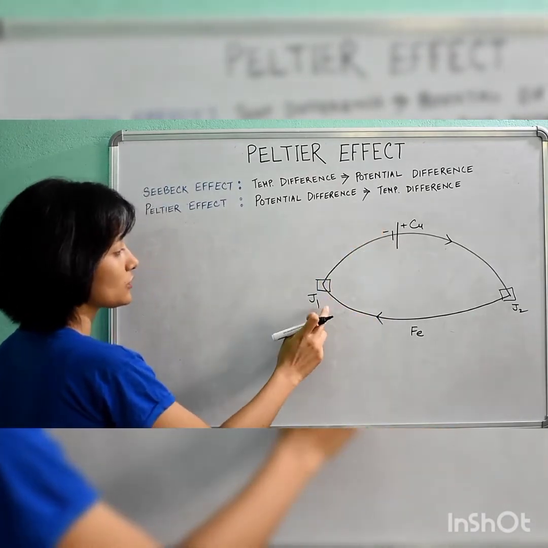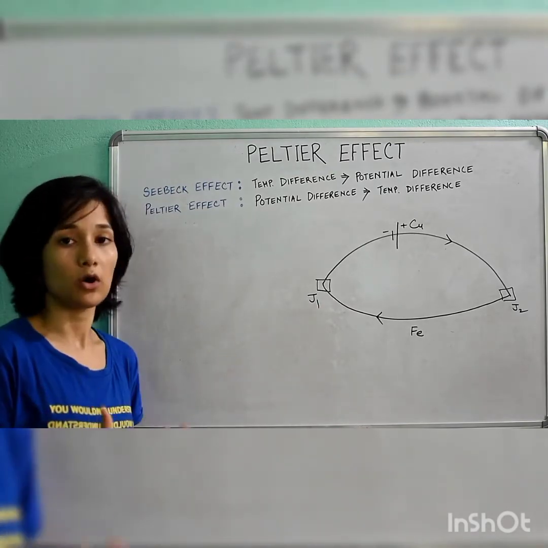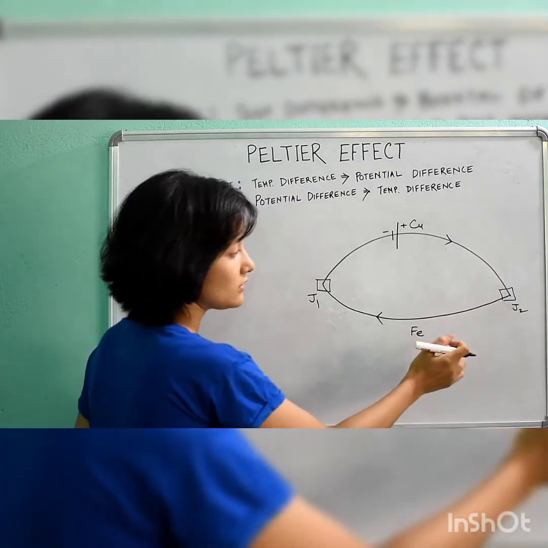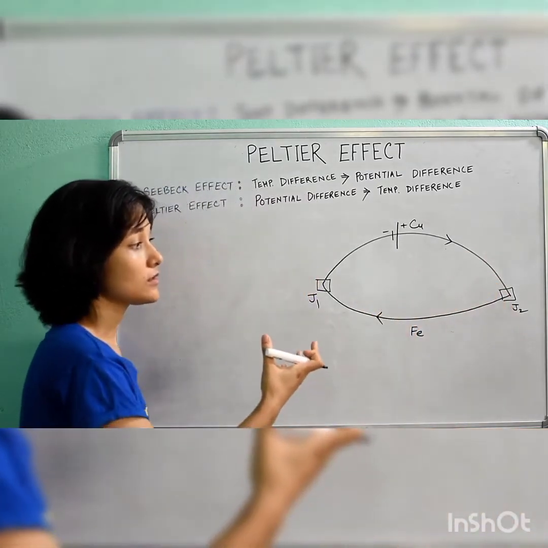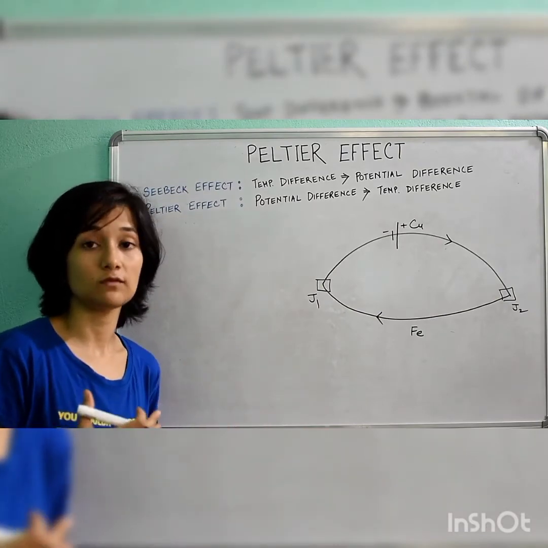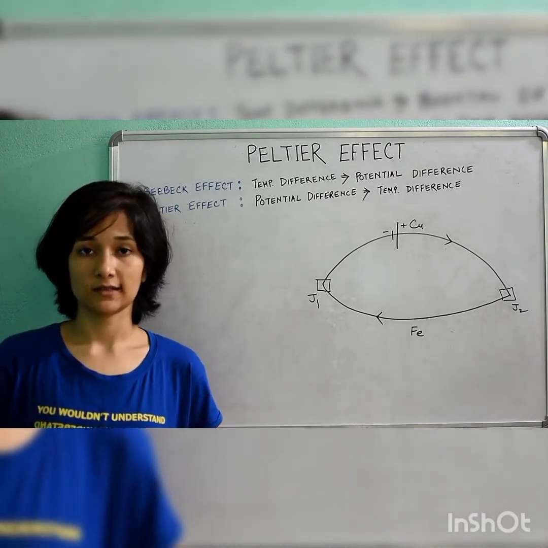this junction was found to be liberating heat, so this junction was found to be hot. At the other junction, where the current flows from copper towards iron, it is found that this junction absorbed heat, and so the junction was cold. Okay, so now let's try to understand the reason behind this effect.